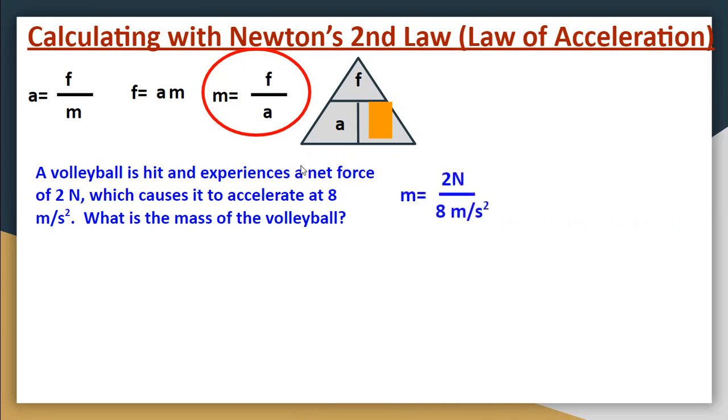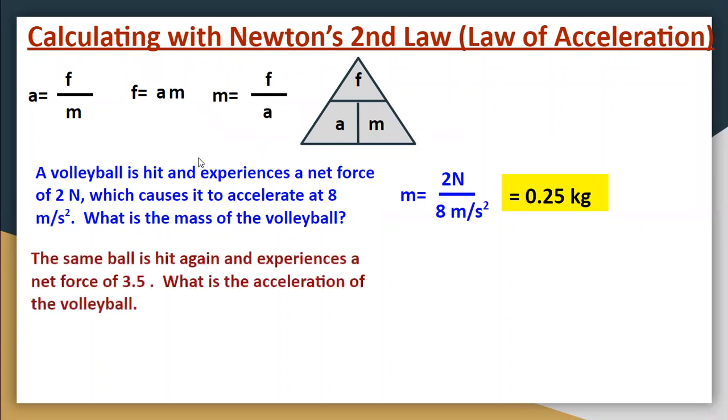So here, let's use the formula. Let's plug in the numbers. So the force is 2 newtons, and the acceleration is 8 meters per second squared. So now let's do the calculations. 2 divided by 8 is 0.25 kilograms. That is the mass of the volleyball.